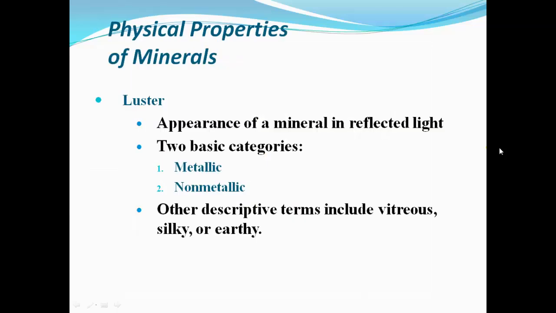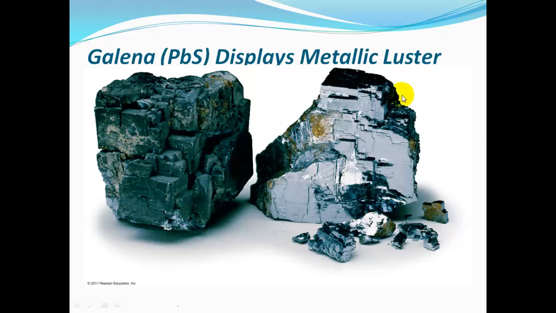Luster is the appearance of a mineral in reflected light. So how does that mineral reflect light? There are two basic categories, metallic and non-metallic. Other descriptive terms we may use are vitreous for glassy, sometimes they're silky, or sometimes earthy. Here is galena showing a metallic luster, and over here we see a mineral showing submetallic luster, which is in between metallic and earthy.